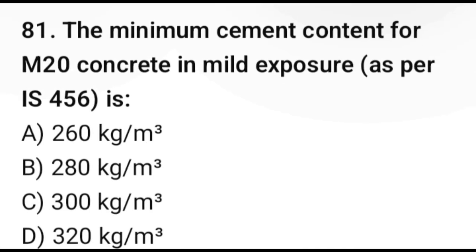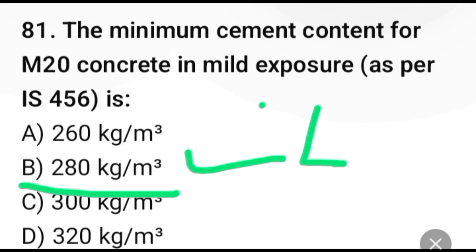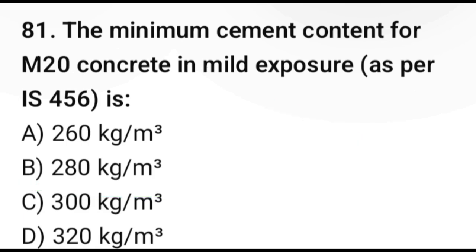Next question. The minimum cement content for M20 concrete in mild exposure as per IS 456 is: 260 kg per meter cube, 280 kg per meter cube, 300 kg per meter cube, or 320 kg per meter cube. So the right answer is option number B, 280 kg per meter cube. This is an important question for exam.